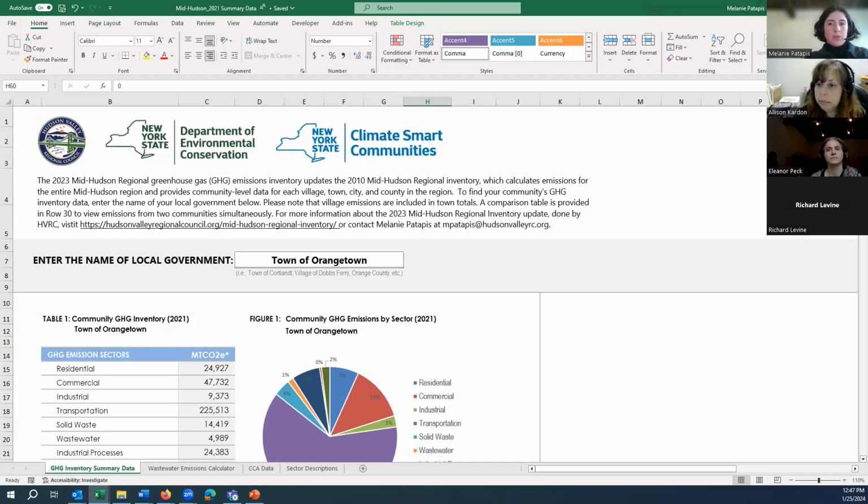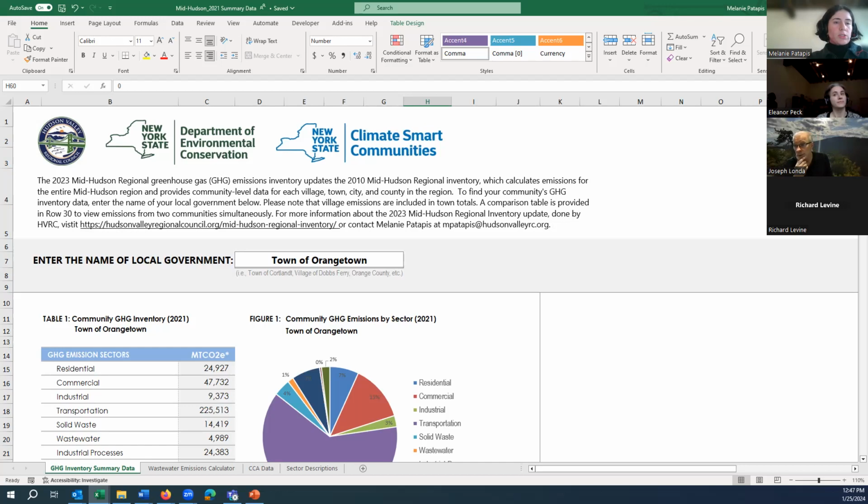Yes, it is. The community protocol guidance is pretty similar. We're just following some deviance, but not significant. No, right. I was just following the New York State community guidance, which used ICLEI's protocol as a guide for creating their own guidance.